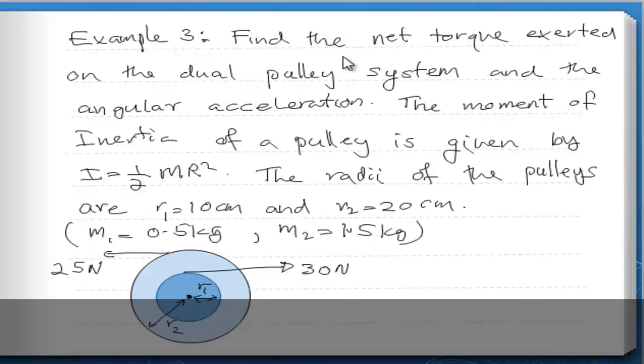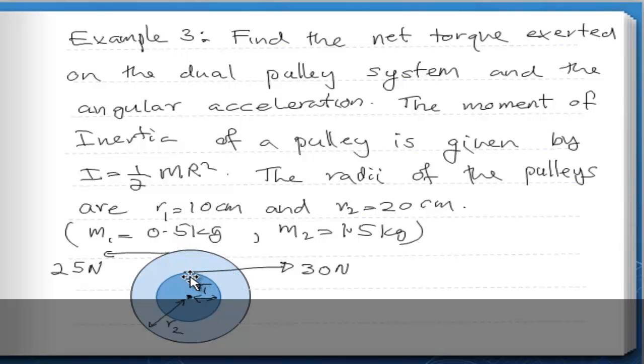Example 3. Find the net torque exerted on a dual pulley system and the angular acceleration. The moment of inertia of a pulley is given by 1/2 m r squared. The radii of the pulleys are 10 centimeters and 20 centimeters. M1 equals 0.5 kilograms and M2 equals 1.5 kilograms. So this is the dual pulley system. The smaller pulley has radius 10 centimeters and the larger pulley has radius 20 centimeters. The smaller pulley has mass 0.5 and the larger one has mass 1.5 kilograms.